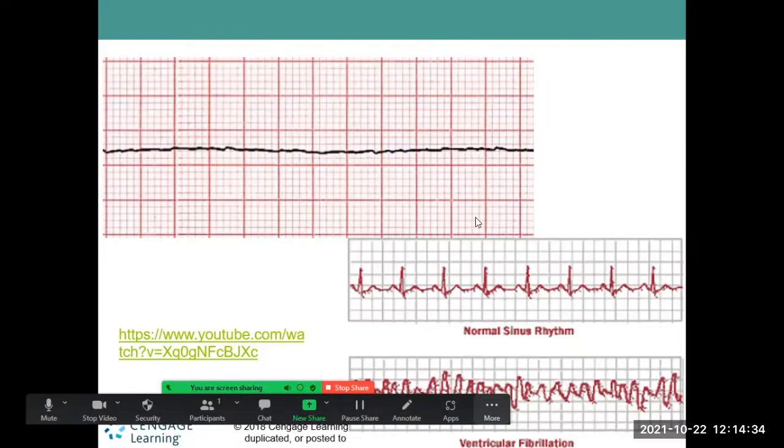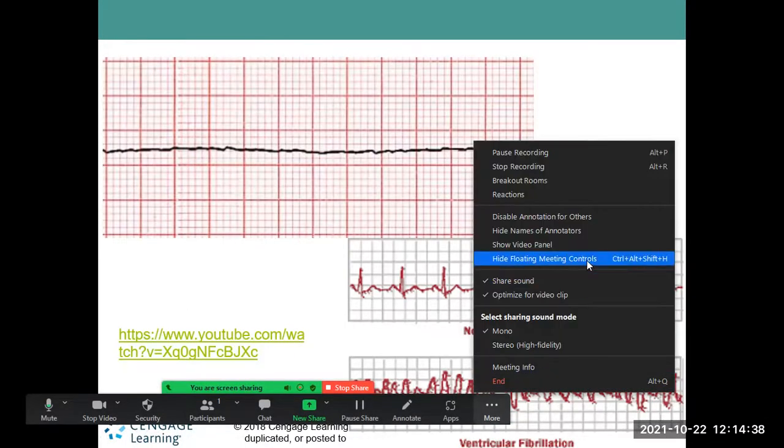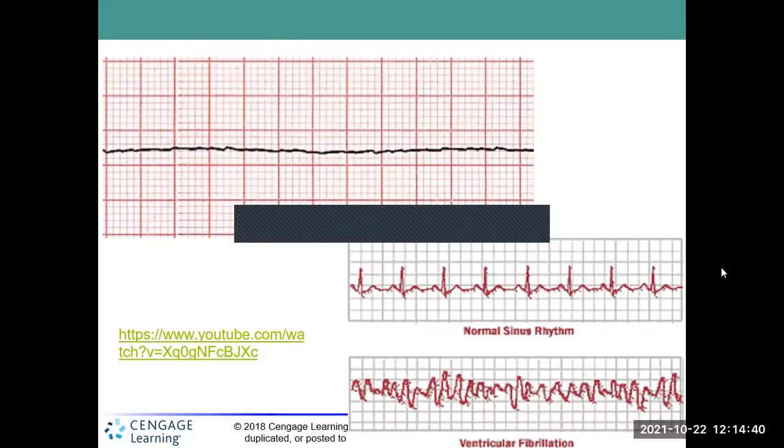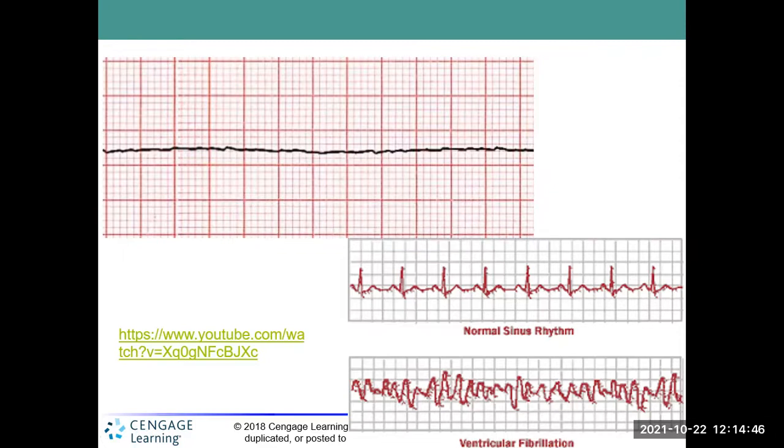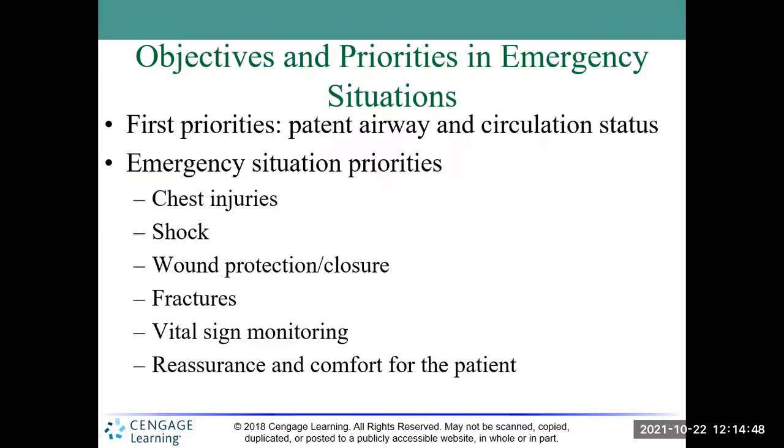Okay. All right, so that helps you understand a little bit more about how you're going to be seeing different reactions to different cardiac rhythms. So the first priorities, these are the way that you're going to look at things. Patient airway and circulation status is number one.